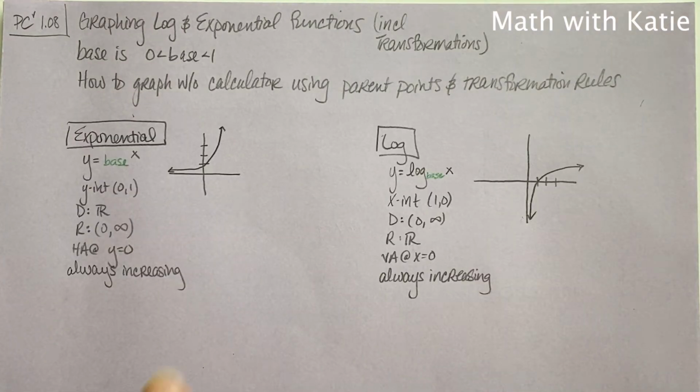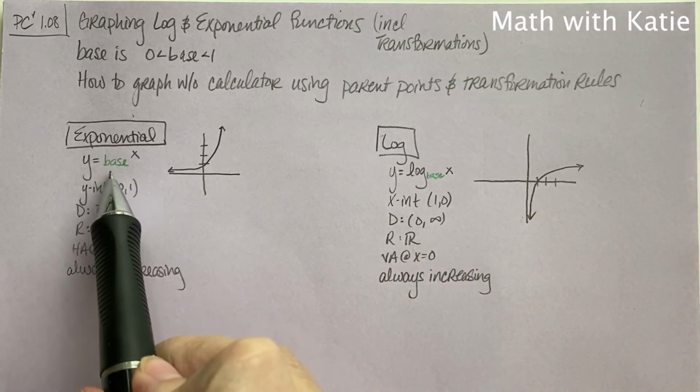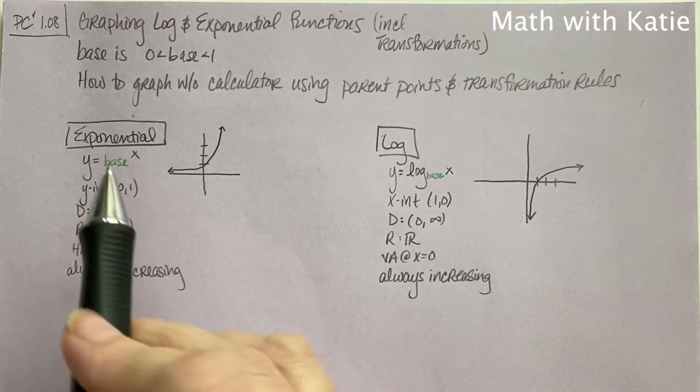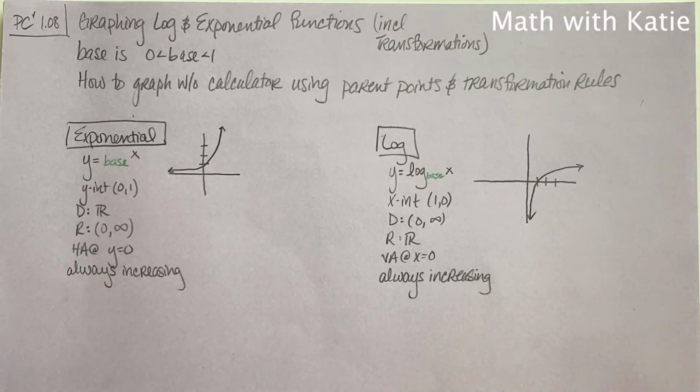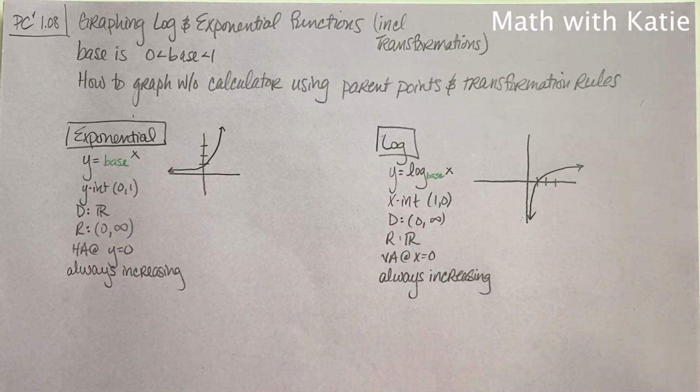All right, so here we have our exponential function and our log function. And as you see, I put base here in green because that's going to change for any of your graphs. You could have log base 2, or this could be 2 to the power of x. That will always change, but these things will remain consistent no matter what your base is.